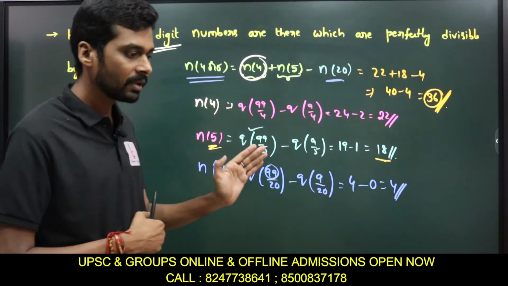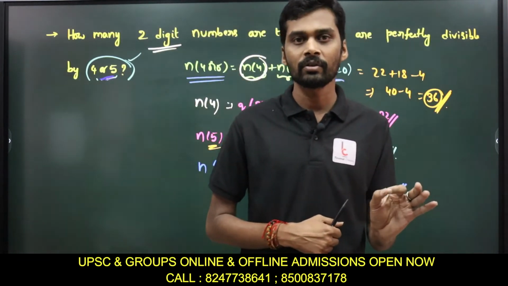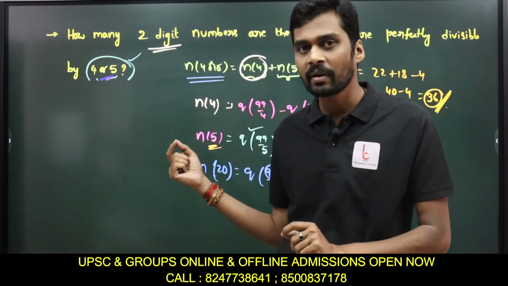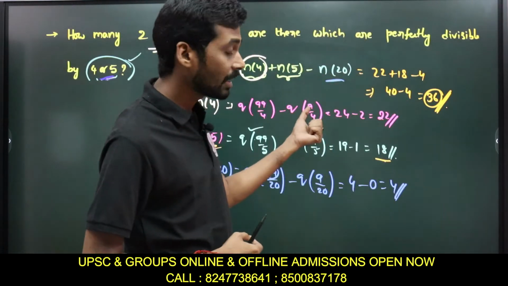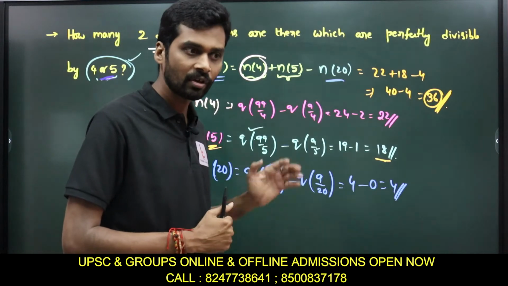Always remember that while taking the quotient part for the smaller number, we have to take one number less than that. The 2-digit smaller number is 10, but which number do we take? 10 minus 1, that is 9 by 4, 9 by 5, 9 by 20. The quotient of all these numbers.